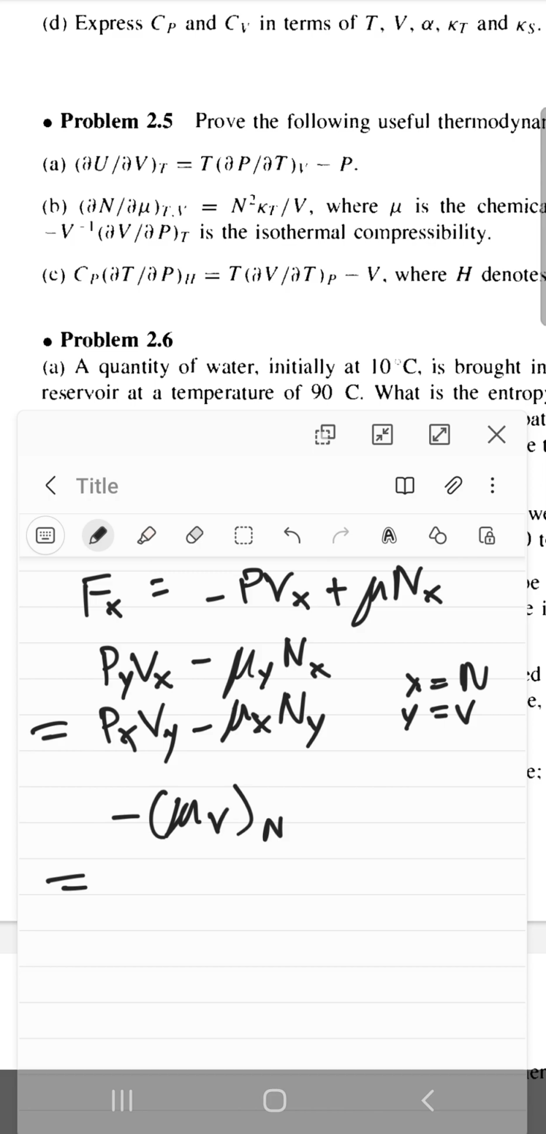Where is it? P sub x, V sub y. P sub n, V sub v. So that's just 1. So that's just P sub n essentially at constant y, which is v.